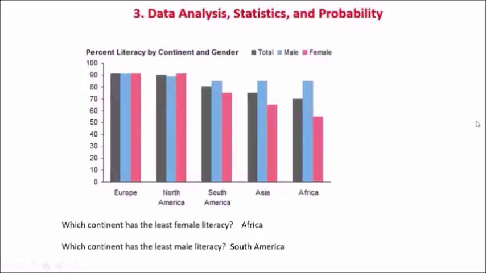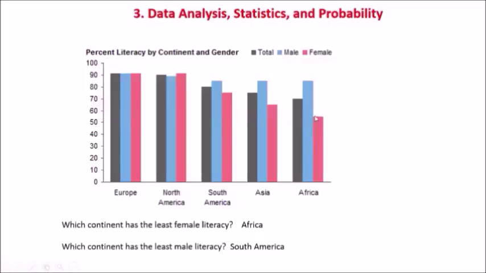So you can actually see the trend, highest literacy is in Europe and North America, and then a little bit down for South America, a little bit more down for Asia, a little bit more down for Africa, okay? And then which continent has the least female literacy, and that is Africa. So and then if you go across, then you will know the percent, so that's about less than 60% female literacy in Africa.